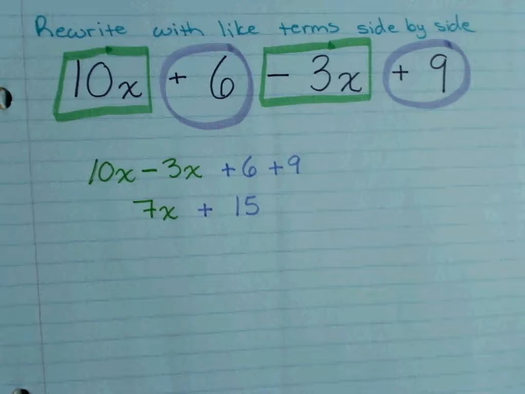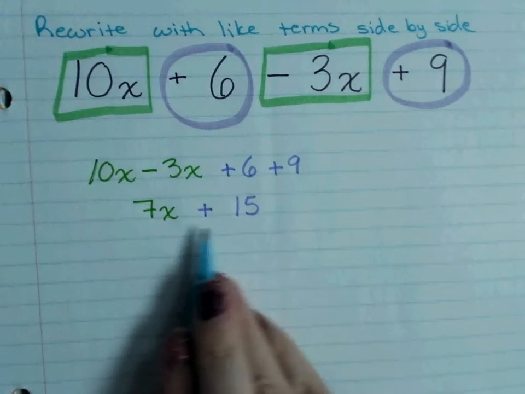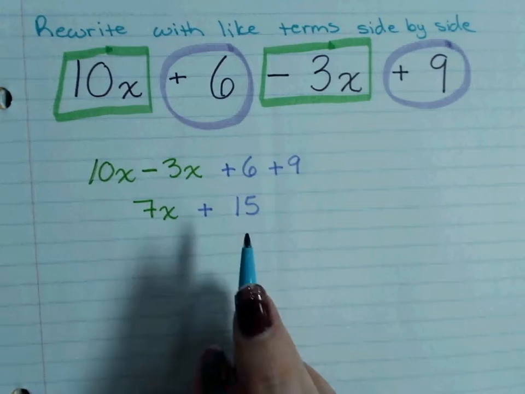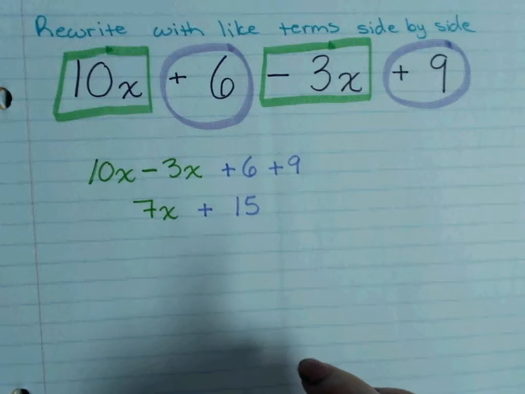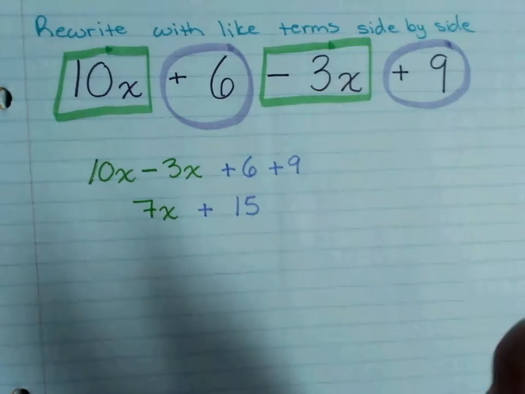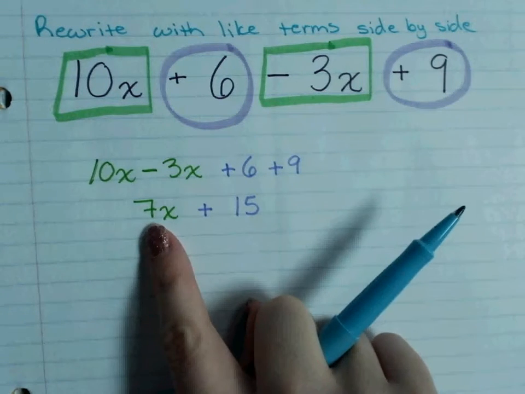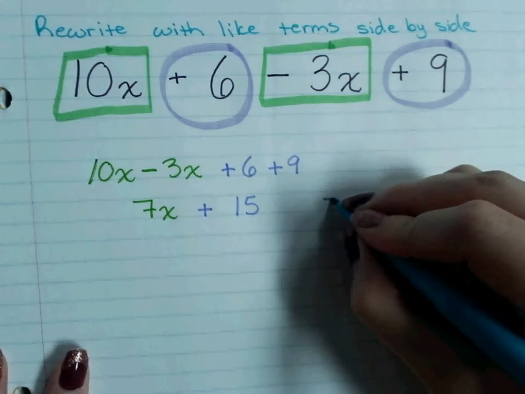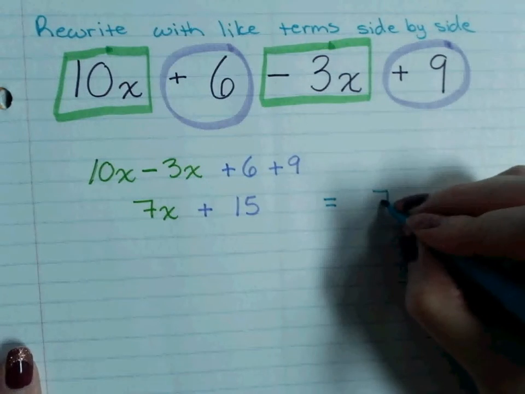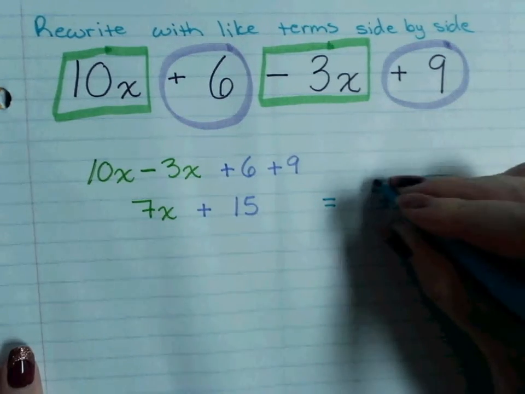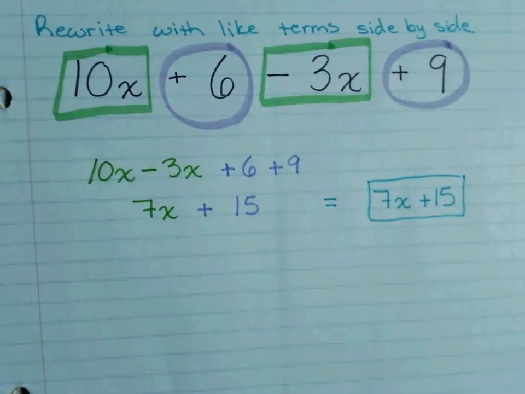Can I combine those together? No. Right? It's just the same as, hey, you can't combine, you know, with that order. You can't say, oh, a large Coke is the same thing as a small Coke. Those are separate things. 7x is a separate thing or a separate term than a 15. So I cannot combine it any further. This is as far as it can go. So 7x plus 15 is my final answer when I'm simplifying my expressions.